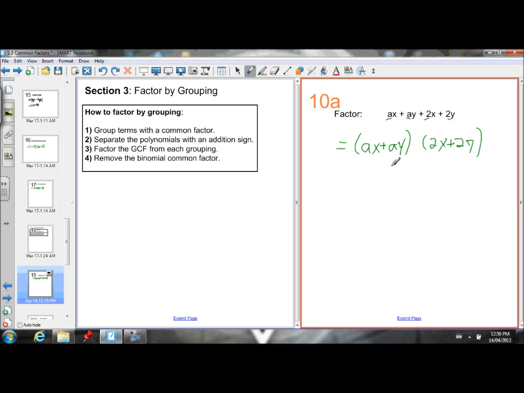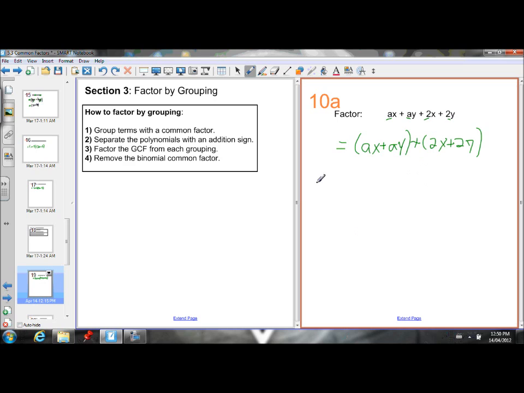Okay, and I have to separate these with an addition sign. So I group terms together that have a common factor, and I separate them with an addition sign because we remember if we add polynomials, we're allowed to just drop the brackets. So if I dropped these brackets, I would be right back at our original question. So this is equivalent. Putting that addition sign between them keeps the equation equivalent.